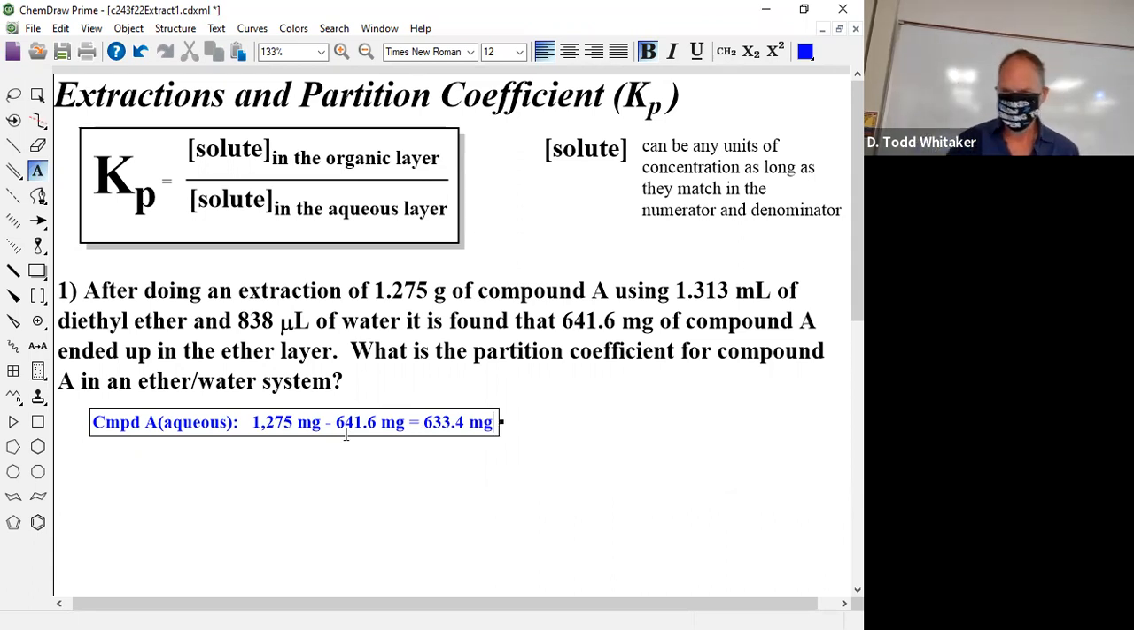Okay. So that's how much compound ended up in the aqueous layer. Compound A, aqueous layer. That's what that said. I think we're ready for our calculation.